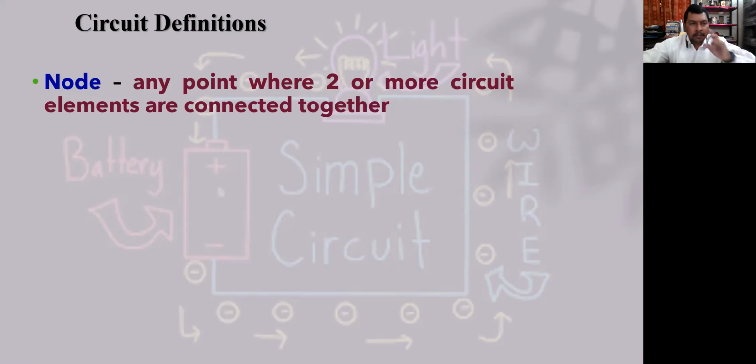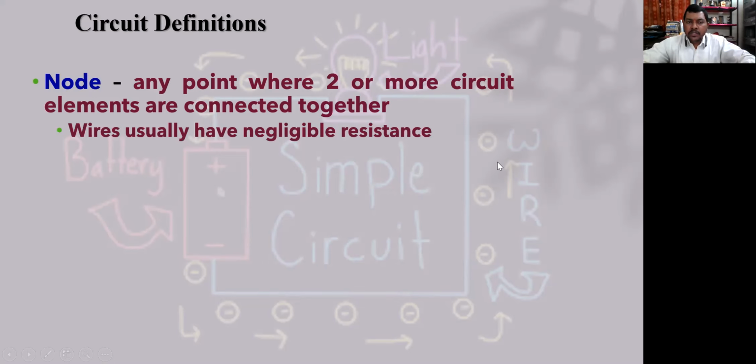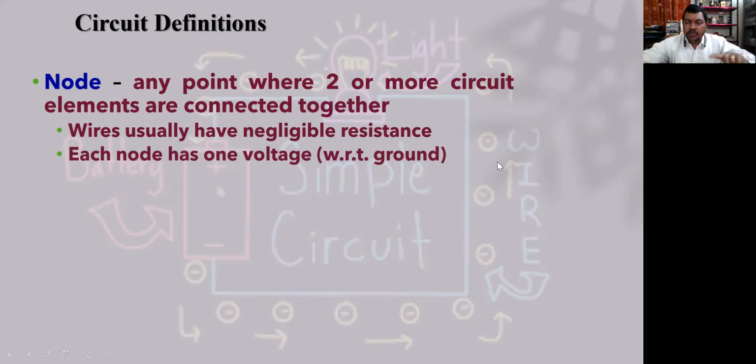I'll show you in this example. A node is a point where two or more components are joined at one point, and that particular point is called a node. This is very important, so remember this. Wires usually have negligible resistance, very low resistance, so we won't count the resistance of those wires. And each node has one voltage, its own respective voltage with respect to ground.